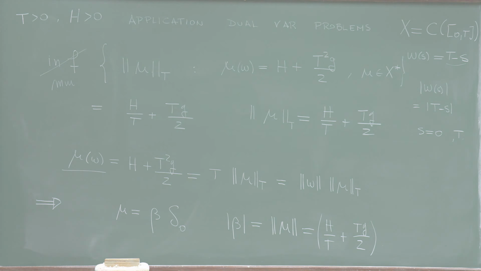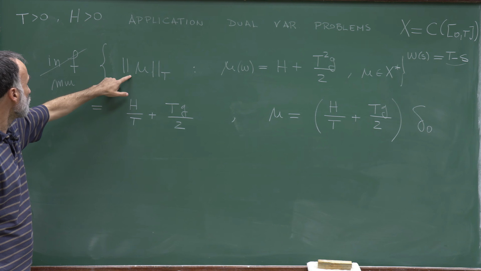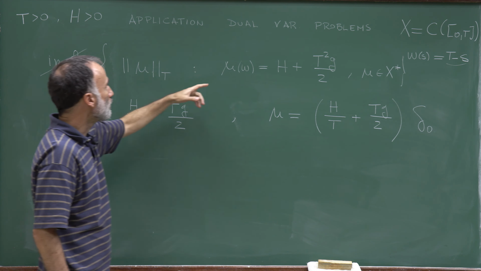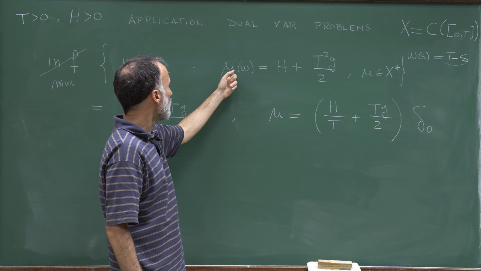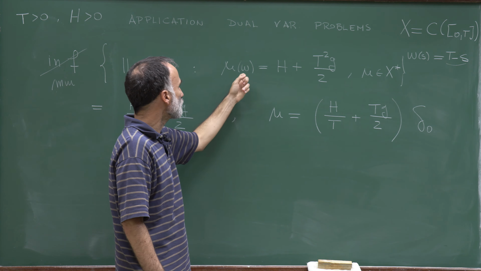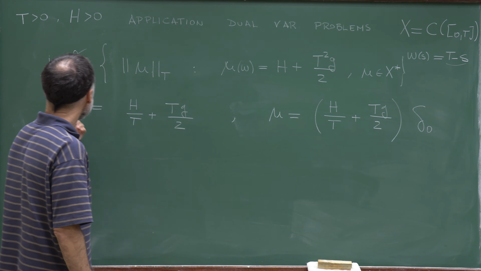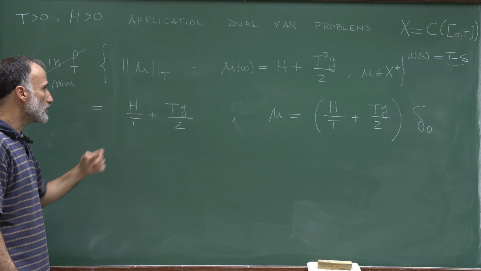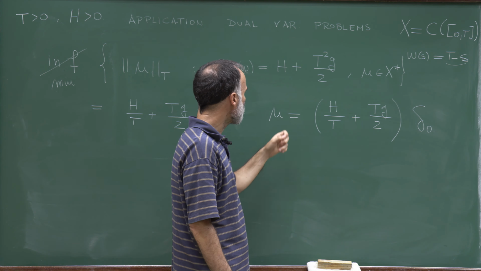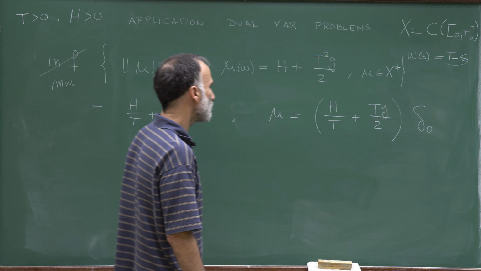So we know exactly that mu is equal to h divided by t plus tg divided by 2 times the Dirac mass. So what did we prove? We proved that if we want to minimize this norm of mu among all bounded linear functionals, or among all finite signed measures mu, such that mu of w is equal to that, well, the minimum is given by this expression, and the finite signed measure which attains that infimum is a multiple of the Dirac measure.